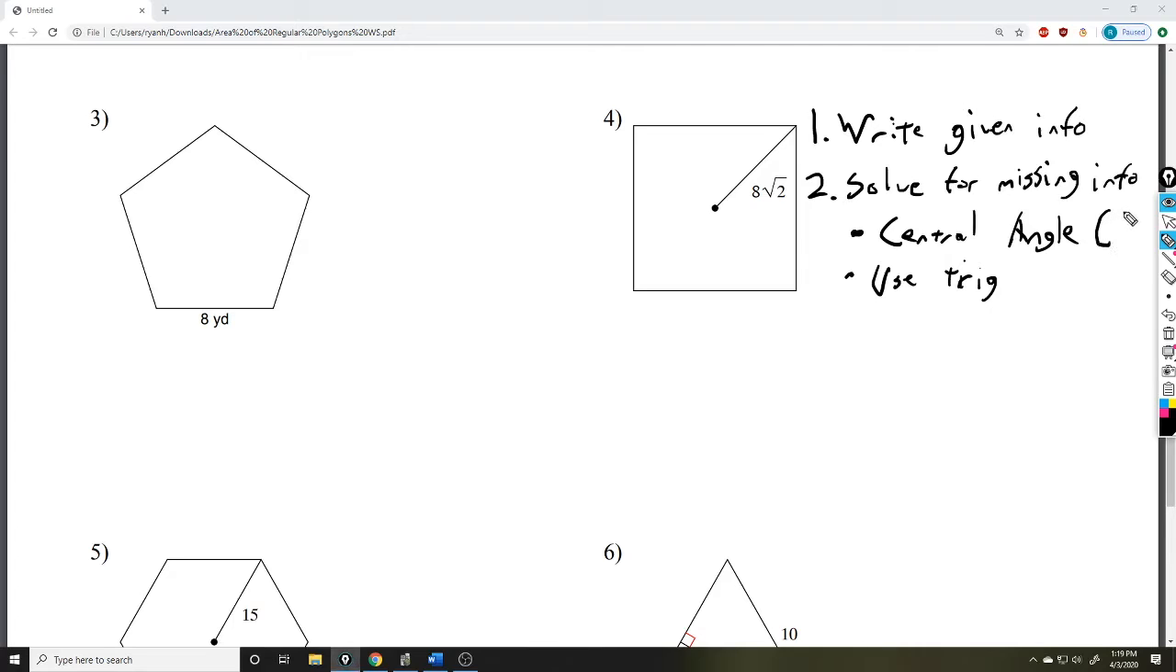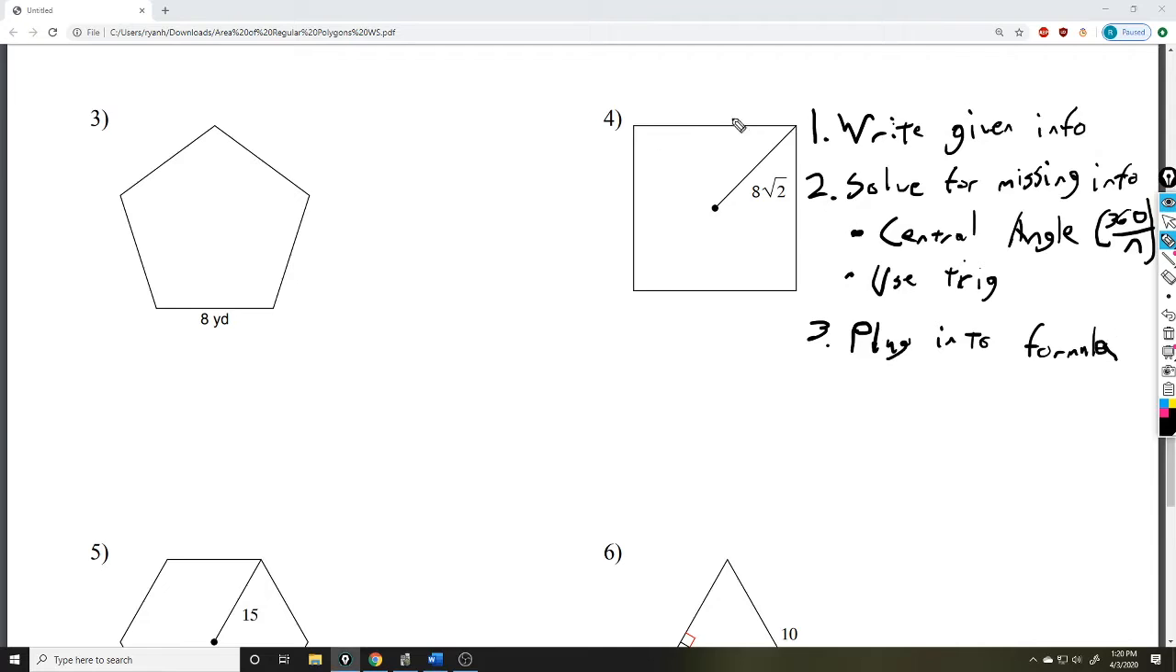Okay, and the way we find the central angle is take 360 divided by the number of sides. 360 divided by n. So that we have an angle that we can use trig with. That should give you the info that you need, and then you can just plug in to the formula.